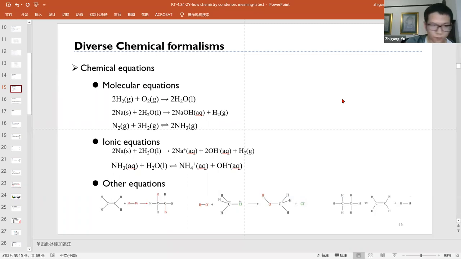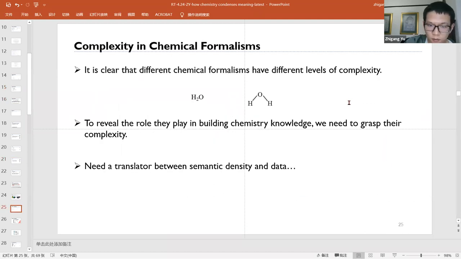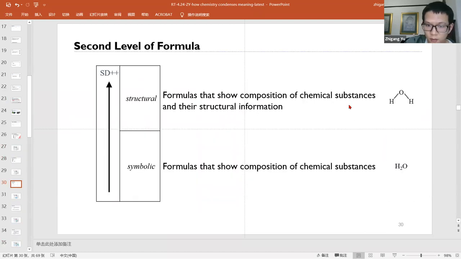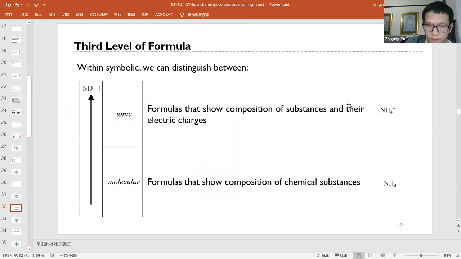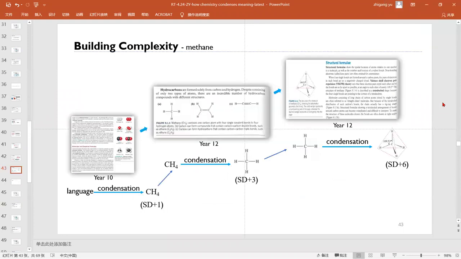You mean CH4? You mean this one has higher semantic density than this one? Am I right? Yes. Zhigang, I was going to ask you the same question. Yeah, please.